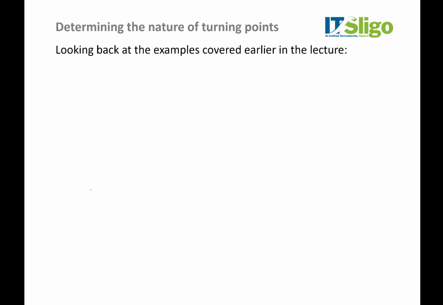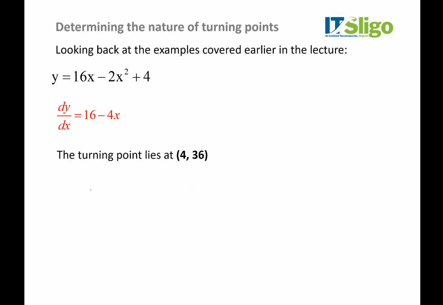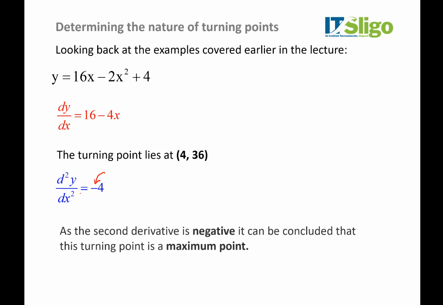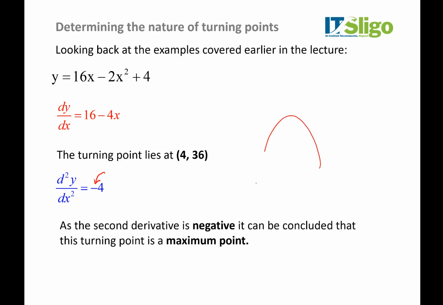The next example we looked at was this one. There's our first derivative. We use that first derivative. We let it equal to 0. We solved for x. We fed the x value into the original function. We found our turning point. And now we just differentiate again. And we'll end up with minus 4. 0 minus 4. It's the minus that counts. Because its second derivative is negative, we're dealing with a maximum point. So we don't need to sketch smiley curves or anything like that.